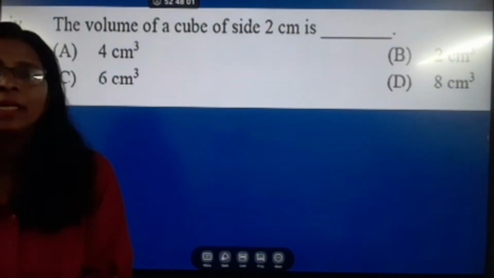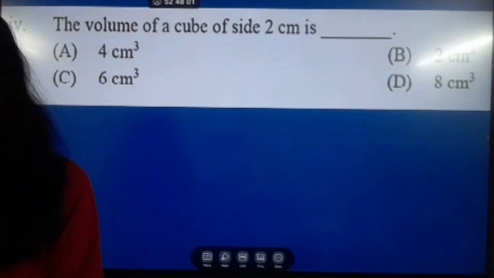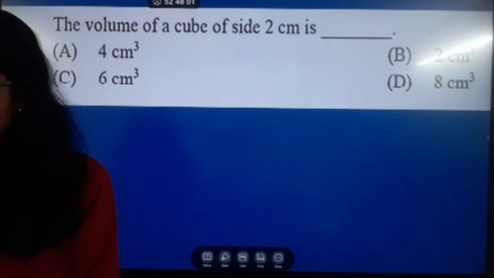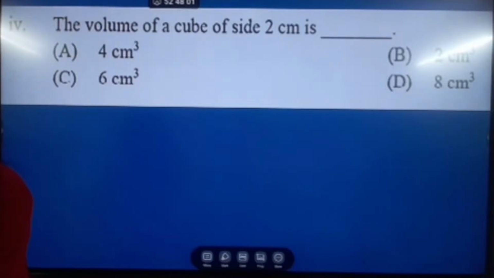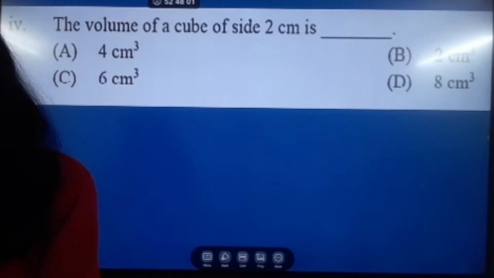Yes, students, here we have to find out the volume of a cube, and that's why first we write down the formula here, okay? First we write down the formula, students, and then we have to run that. First, I check out here, students. Wait, okay?